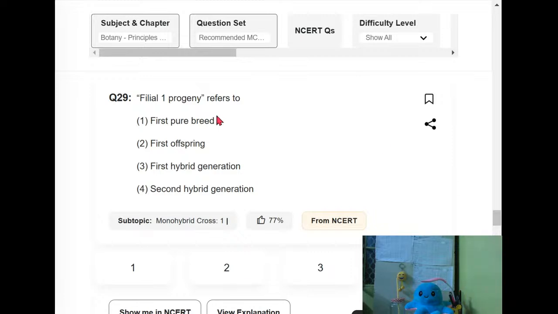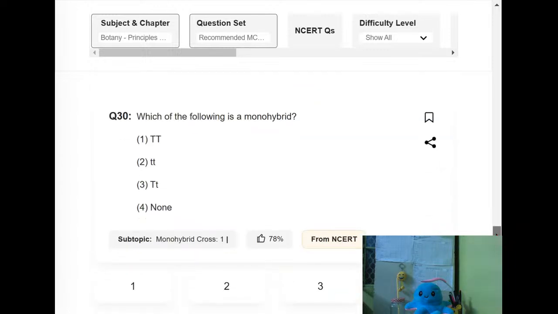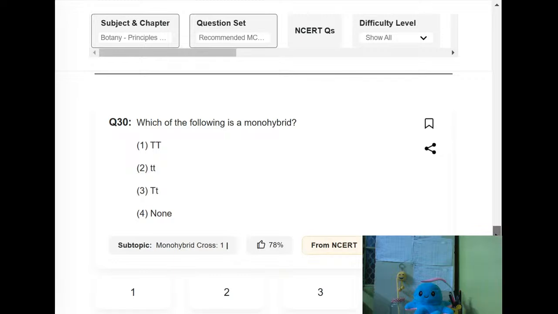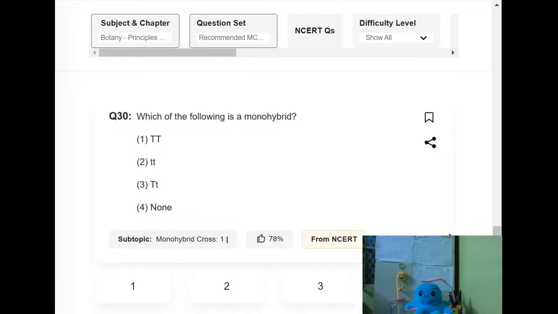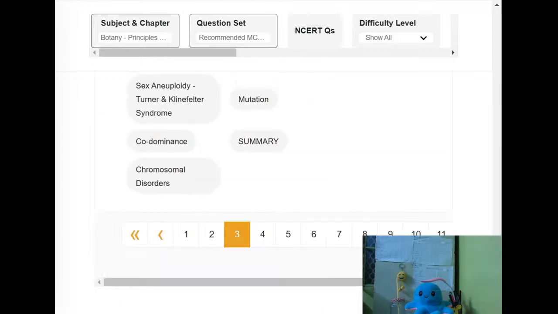F1 progeny refers to first pure breed, first offspring, or first hybrid generation. First hybrid generation. Yes. Which of the following is a monohybrid? Third. Let's move ahead to the next question.